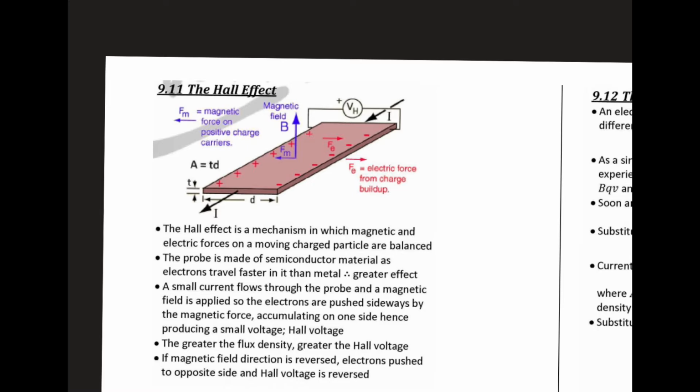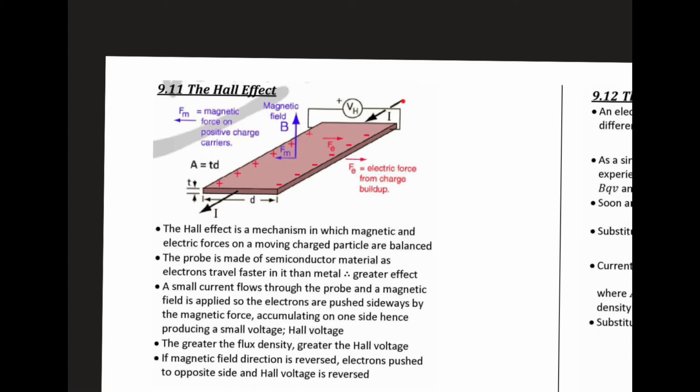Hall effect. Now let's look at the picture here. First of all, you have this brown color piece of stuff. What is this? This is actually a probe. So what is meant by a probe? A probe is a semiconductor. So this piece of brown color material is a semiconductor.